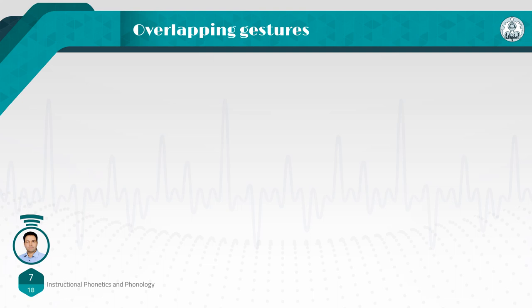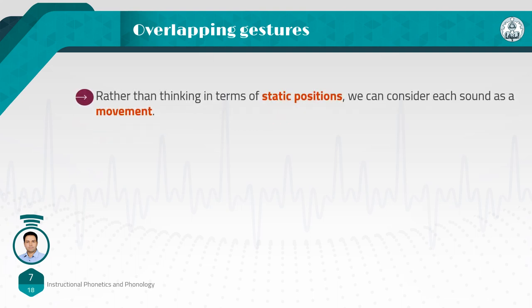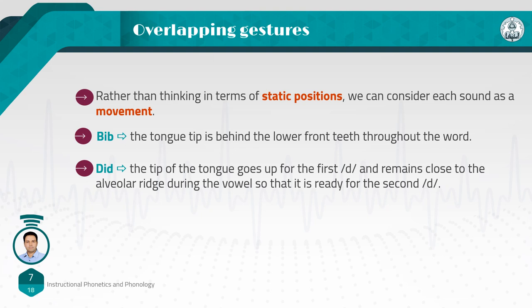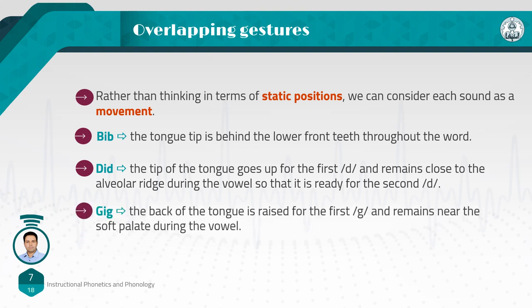Overlapping gestures. Rather than thinking in terms of static positions, we can consider each sound as a movement. All sounds we have been considering involve movements of the articulators. They are often described in terms of the articulatory positions that characterize these movements. In fact, this makes it easier to understand the overlapping of consonant and vowel gestures in words such as bib, did, or gig. In these cases, the gestures for the vowels and consonants overlap.